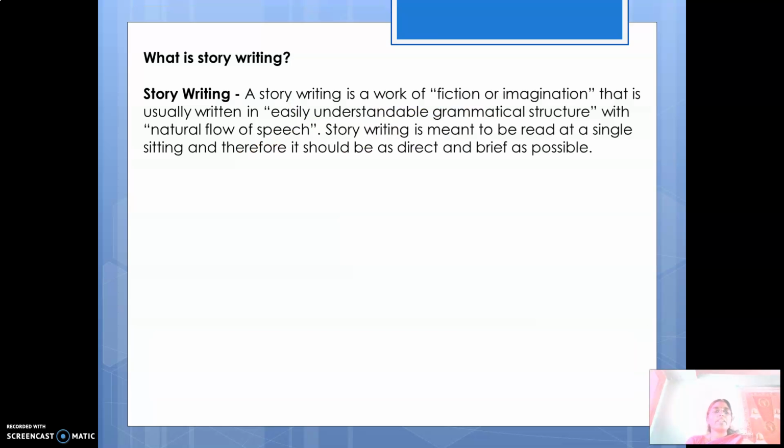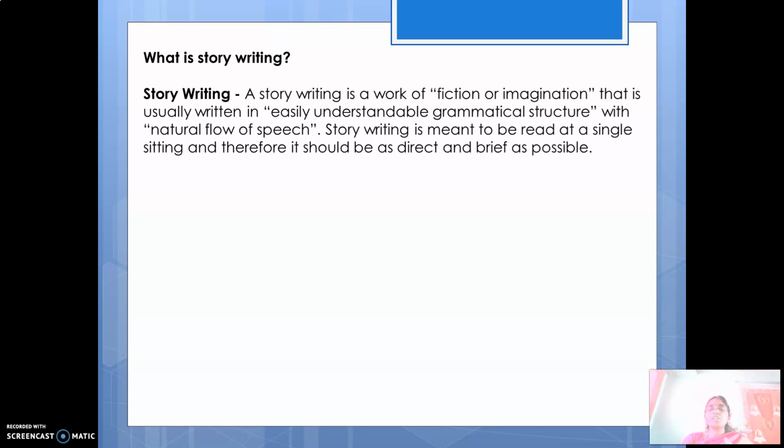Shall we? Right. What is actually story writing? Story writing is a work of fiction or imagination. It may be a real story or an imaginary story, fiction or non-fiction, right? That is usually written in easily understandable grammatical structure with natural flow of speech. How you have heard many stories, how they are saying stories, in the same way you have to create a story and write on your own. That is what story writing is, right?